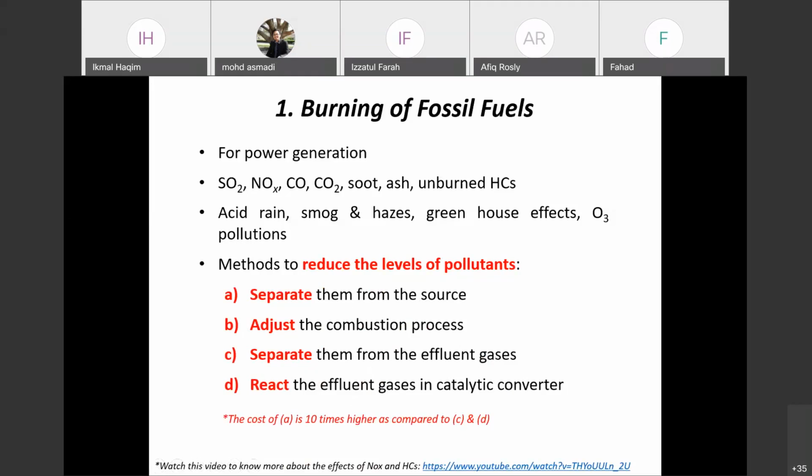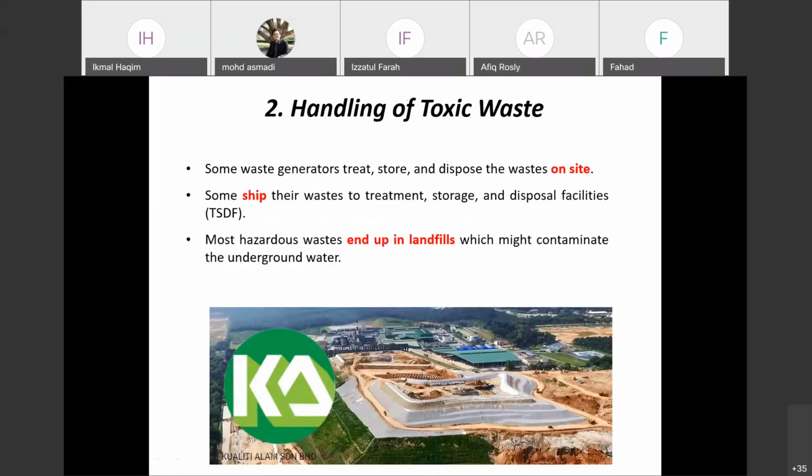Okay, so second is handling toxic waste. If you look at here, toxic waste is produced in large quantity, not only in Malaysia but in other countries, even developed countries like the US and China.